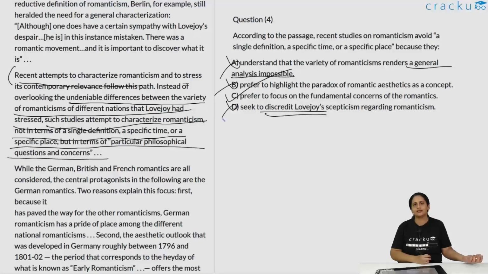C is the right answer. They are not against Lovejoy. The point is they are saying that, you know what, it is possible. I understand why Lovejoy is feeling that this is so difficult to do. I understand the difficulties that he has pointed out are valid, but I still believe it is possible to do that. And they are not doing it to slight Lovejoy. They are trying to do it because they want to define this. Okay, so D is clearly incorrect. C is the right answer.